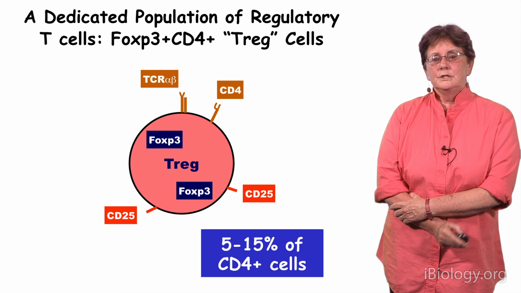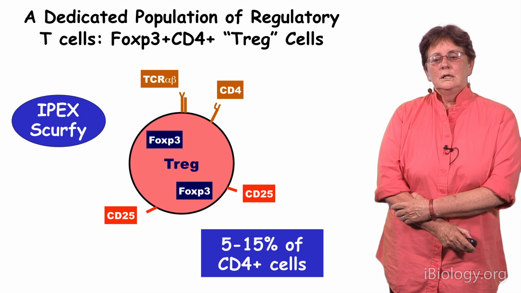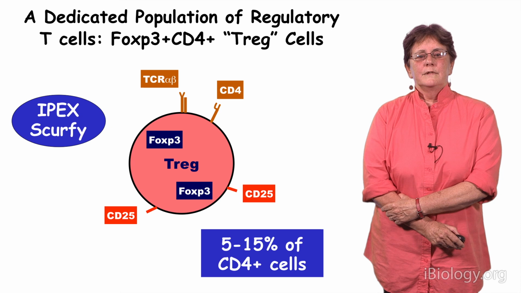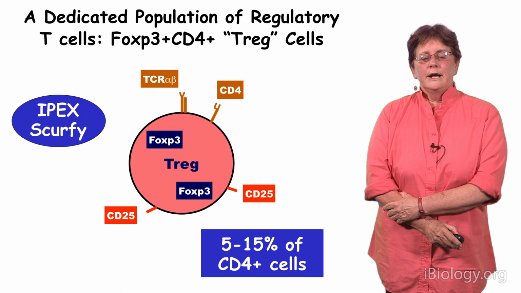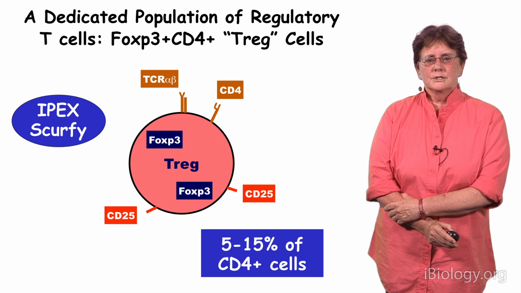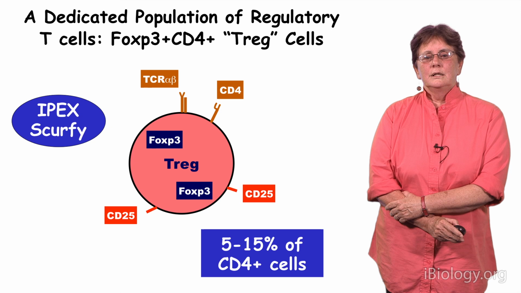And their importance became very clear when it was understood that humans that have the IPEX disease and mice that have the scurfy disease have a very severe autoinflammatory disease affecting many organs because they are missing FOXP3. They have a mutation in it, and consequently, they are missing this population of regulatory T cells.